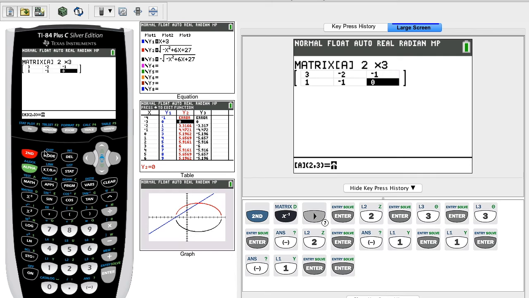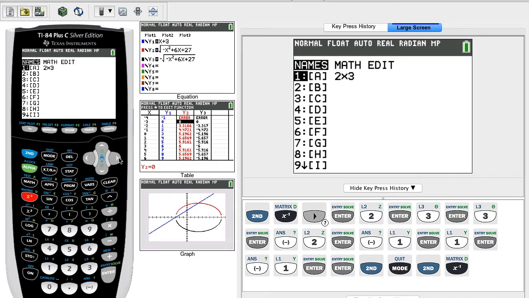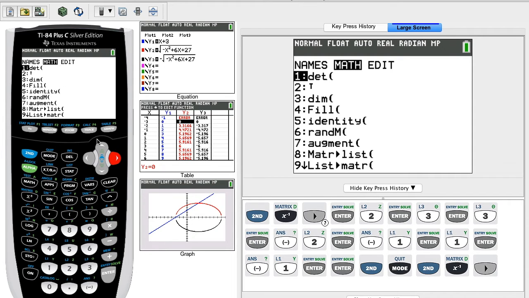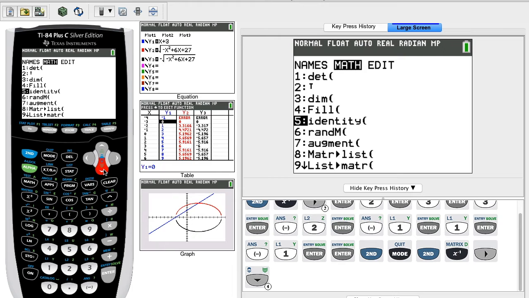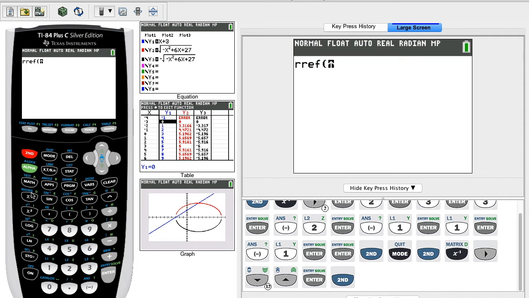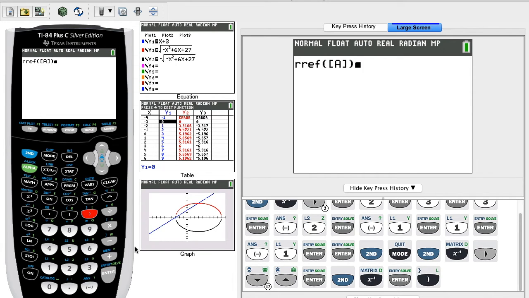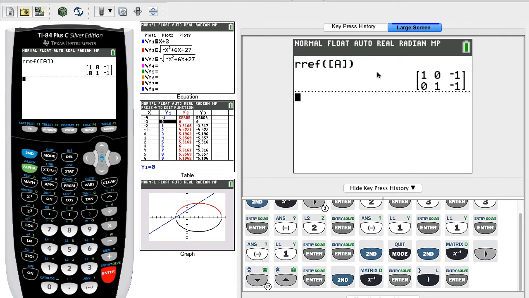And at this point here, we can do second quit. Then we're going to do second matrix. And this time, we're going to go over to the second one. And we're going to go down, scrolling on down, and I'm going to go to RREF, Reduced Row Echelon Form. Now REF, Row Echelon Form, will give us our stair step appearance. But I want Reduced Row Echelon Form because it's going to be easier to work with. And once we hit enter on that, we're going to go back to second matrix and then put A in here. And once we hit enter, it will give us this here.